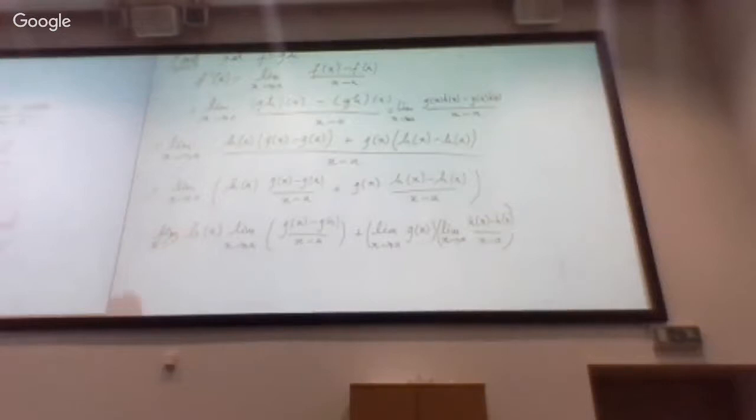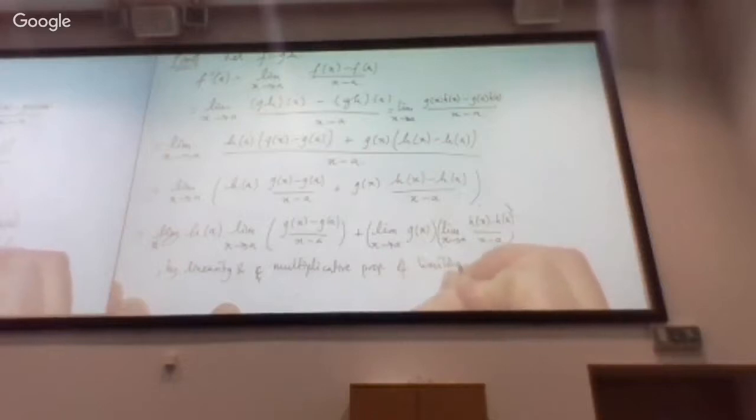So the justification is the linearity and multiplicative property of the limiting value of functions. The limiting process is linear, the limiting process is multiplicative. Then you look at the various parts you've got, and you see that they turn into the required result in the product.